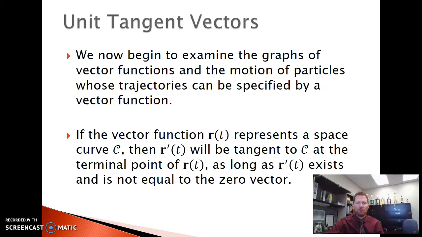So we need a few starting points. We will let r of t represent our space curve C. From our previous studies, we know that r prime of t will be tangent to the curve C at the terminal point of r of t, as long as r prime of t exists and is not equal to the 0 vector. Previous to this, we have used r prime to find tangent lines. So now we're going to build on that and find this idea of a unit tangent vector.